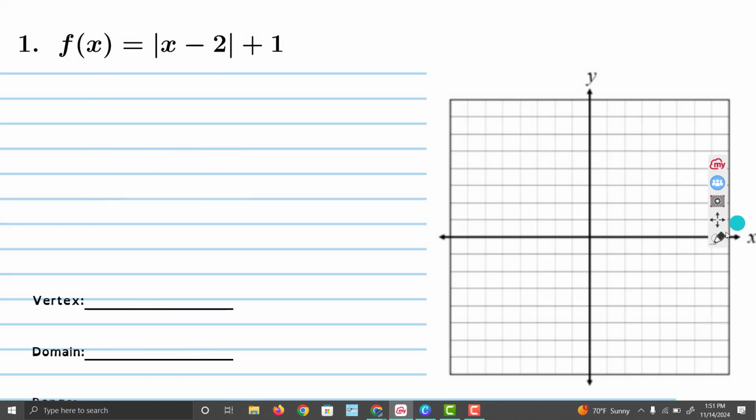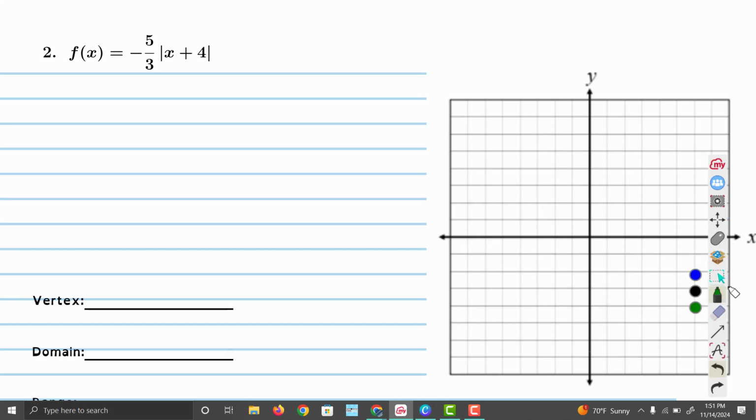So now let's go ahead and look at 2. And while we're looking at 2, it doesn't have all the pieces. It doesn't have everything that you need for vertex form. So I'm going to go ahead and rewrite it where it's in vertex form completely. And that helps me identify where my vertex is.